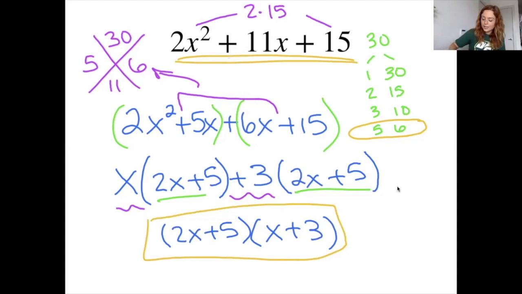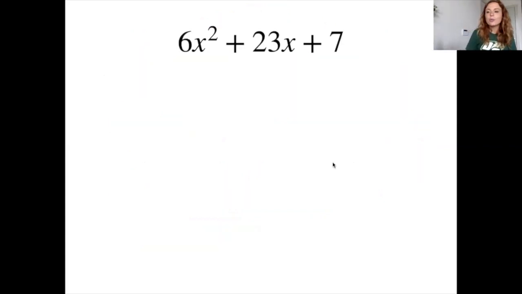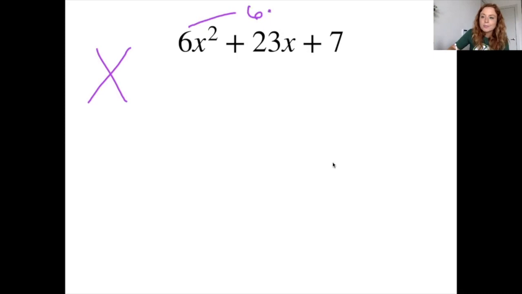Okay, so let's practice again. All right, so again, we're working with that X method. Okay, so we're going to do first things first. We're going to draw our X. Okay, then we want to multiply. We're going to multiply A times C. So A is that leading coefficient. So 6 times, that's a positive 7 is our C. And so 6 times 7 is a positive 42.